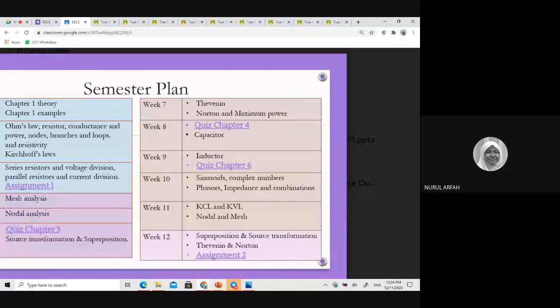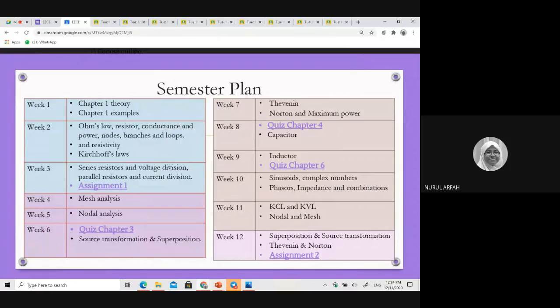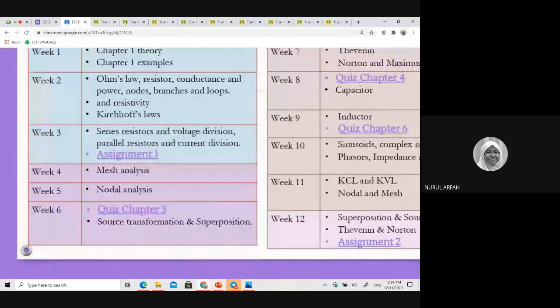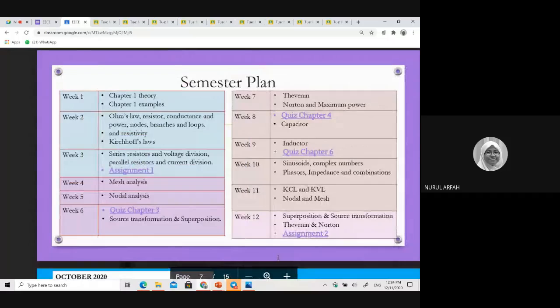Okay, I didn't specify the week 6 only, right? Week 6 and then quiz number chapter 3. So this week is week number 5. So next week should be week number 6. We're supposed to have quiz first, and then we're going to have the source transformation, because I'm afraid you guys will mix up with source transformation, superposition and all in your chapter 3. But you're not supposed to lah, because you already had your 11 exercise done in the class, inshallah.